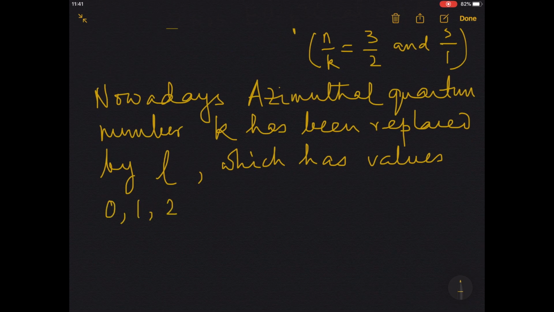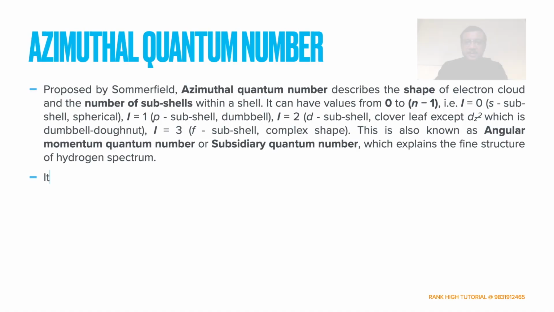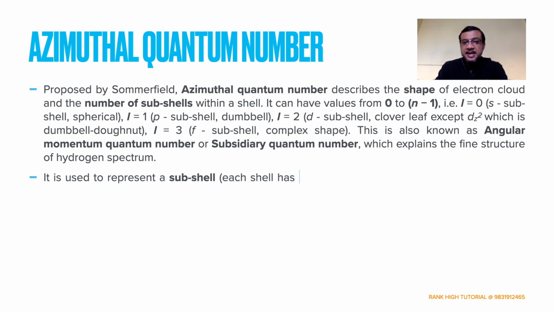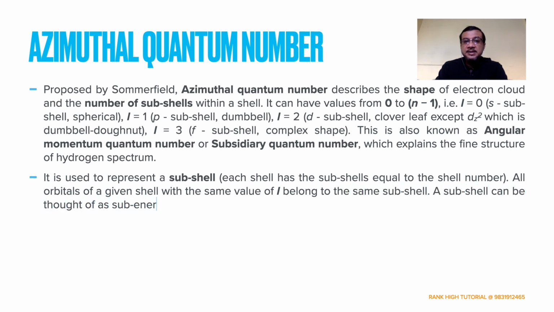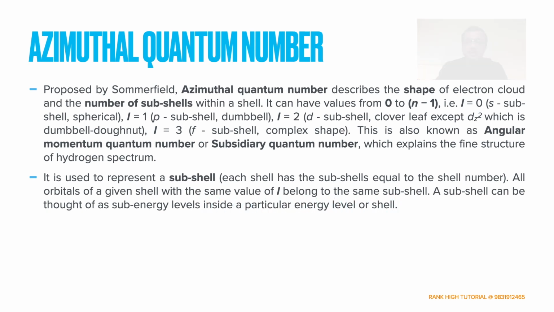However, the accurate representation of subcells in an orbit is obtained with quantum mechanics. This quantum number is used to represent a subcell. Each cell has subcells equal to the cell number. All orbitals of a given cell with the same value of L belong to the same subcell. A subcell can be thought of as a sub-energy level inside a particular energy level or cell.